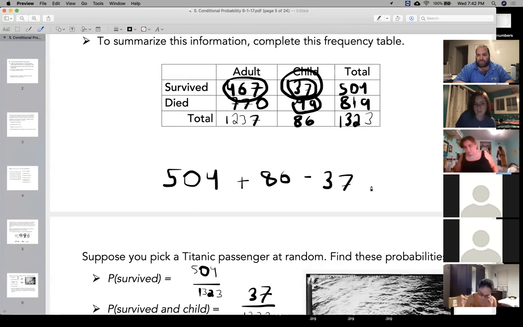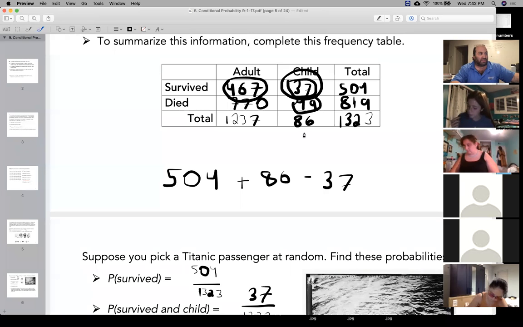This is like the same thing we did before. 6 plus 5 minus 1. Remember the dice roll problem? We had 6 ways of getting doubles and 5 ways of getting something else, and we had to subtract the overlap, correct? So this is the same situation where we're subtracting the overlap. The overlap here is the 37 because we counted 37 twice. We counted it when we calculated the 504, and we also counted it when we calculated the 86. Because we counted it twice, we have to remove it once so that we only get one of each.